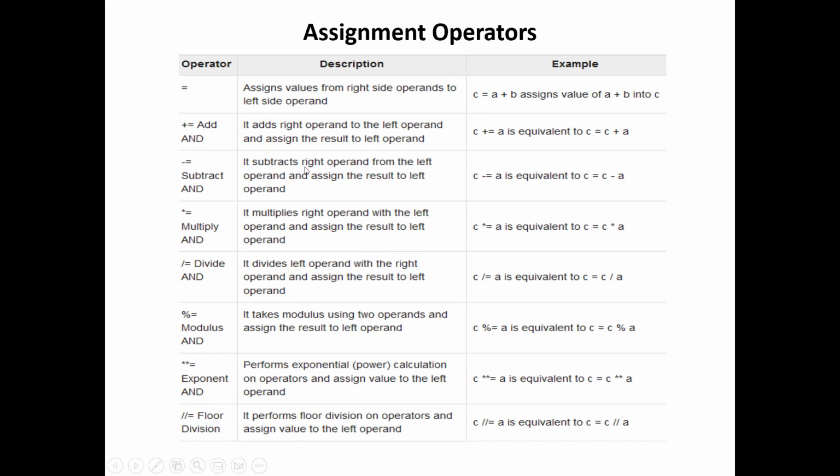Minus equal to. If I say C minus equal to A, that means C is equal to C minus A. Similarly, star equal to, which is multiplication equal to, division equal to, modulus equal to, exponential equal to, and floor equal to.